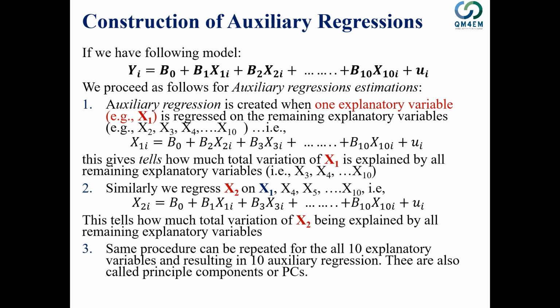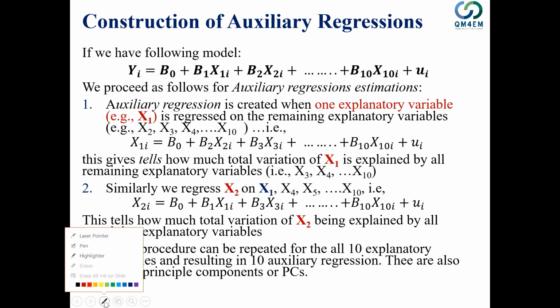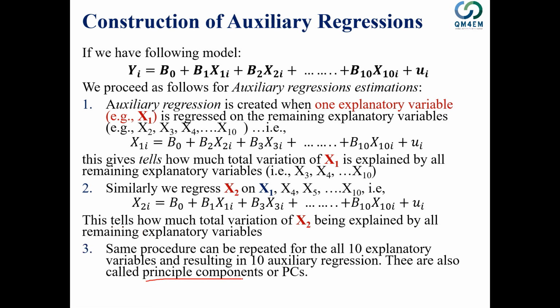Now, for later use, we need to keep in mind one concept which we call principal components, or PCs. This auxiliary regression is a direction toward creating PCs. We will see that shortly, but for now we can just say that creating these auxiliary regressions is one way of moving toward creating principal components. The principal component analysis procedure is based on these auxiliary regression estimations.